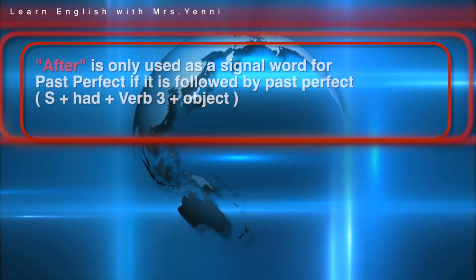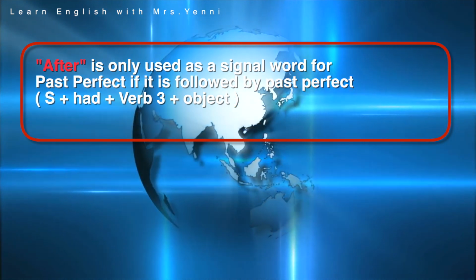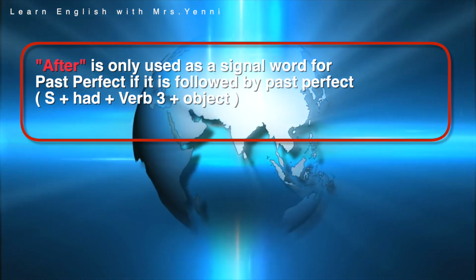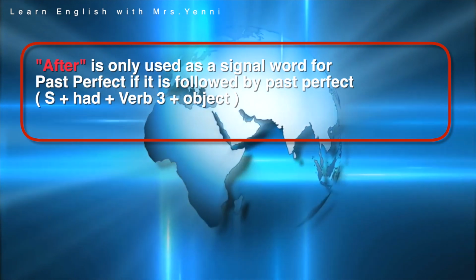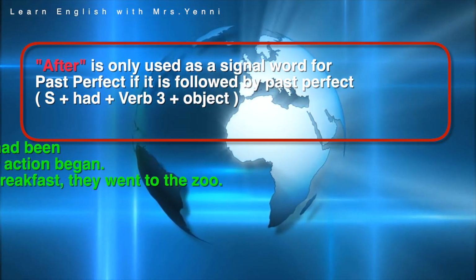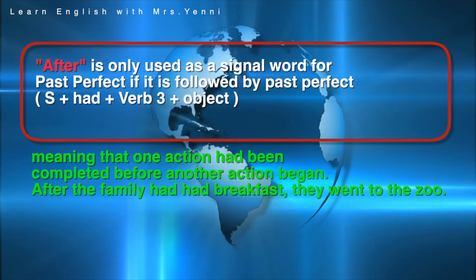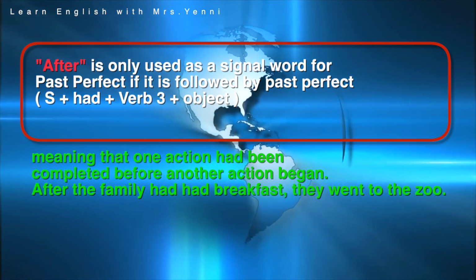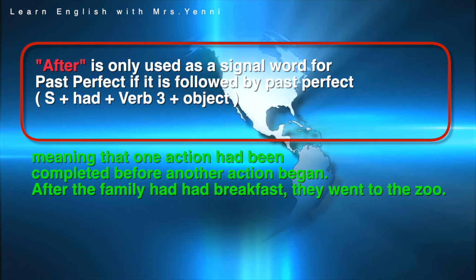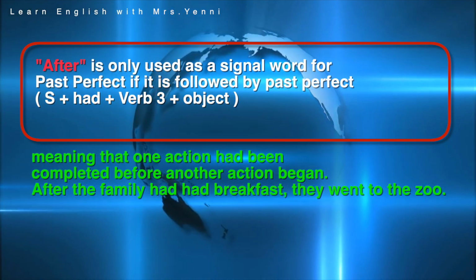Okay. We will discuss before and after now. After is only used as a signal word for past perfect if it is followed by past perfect: subject, had, verb 3, and then object. Meaning that one action had been completed before another action began. After the family had had breakfast, they went to the zoo. So after is followed by past perfect.